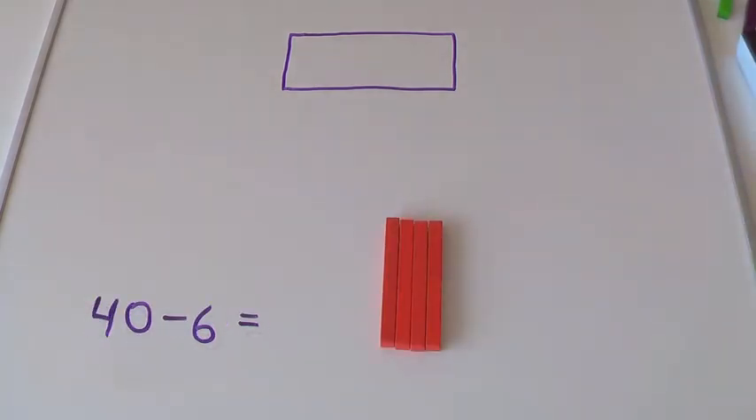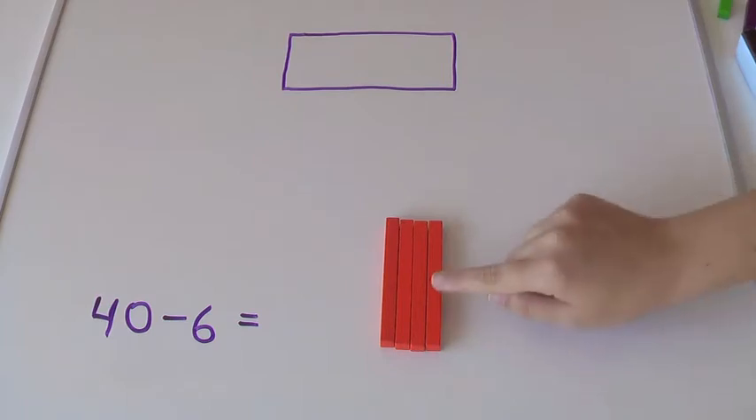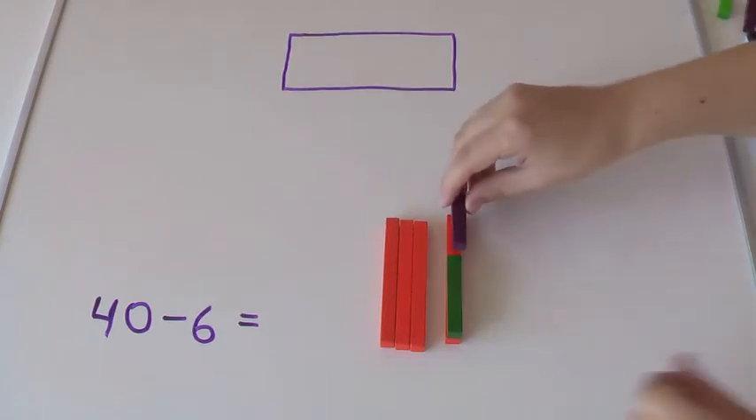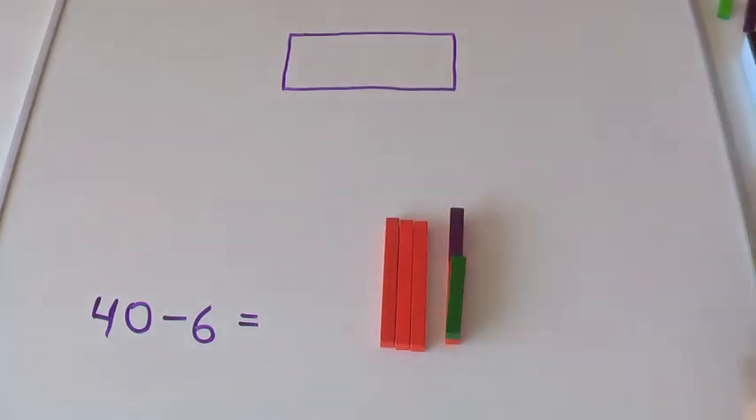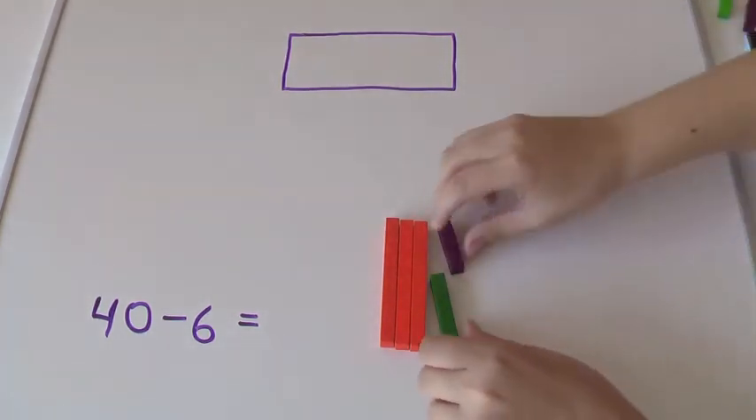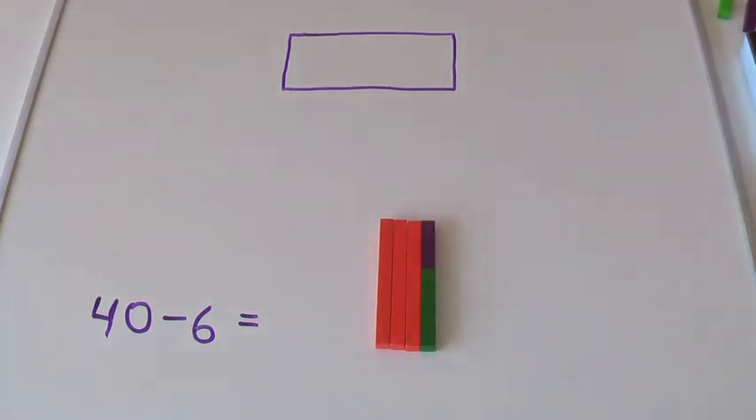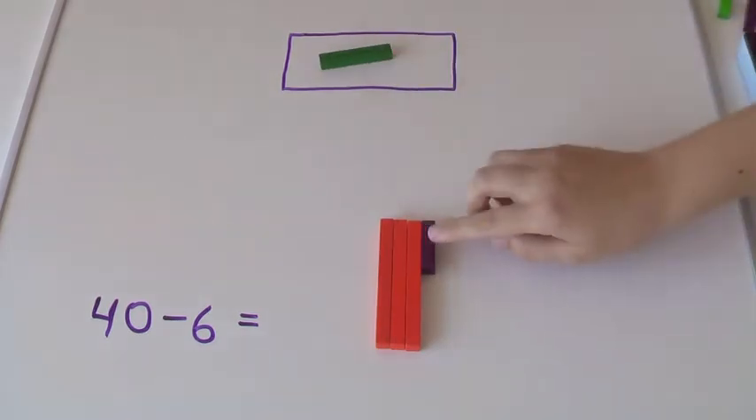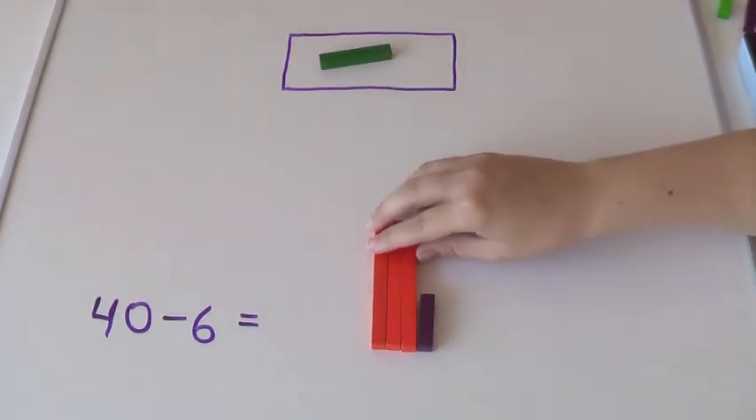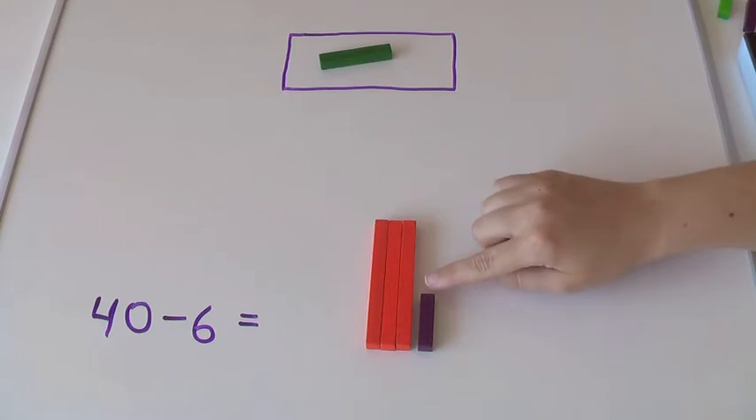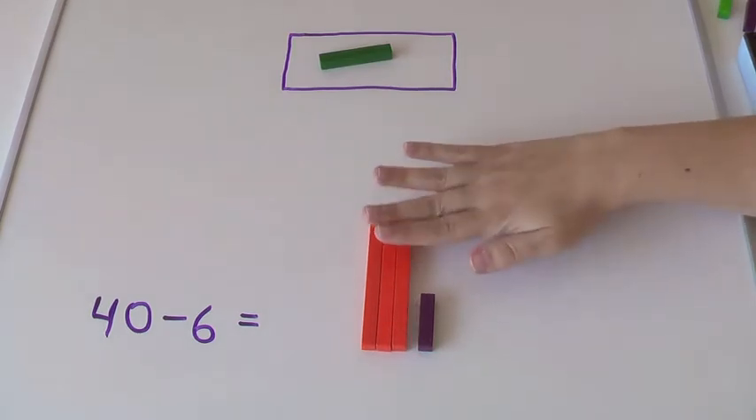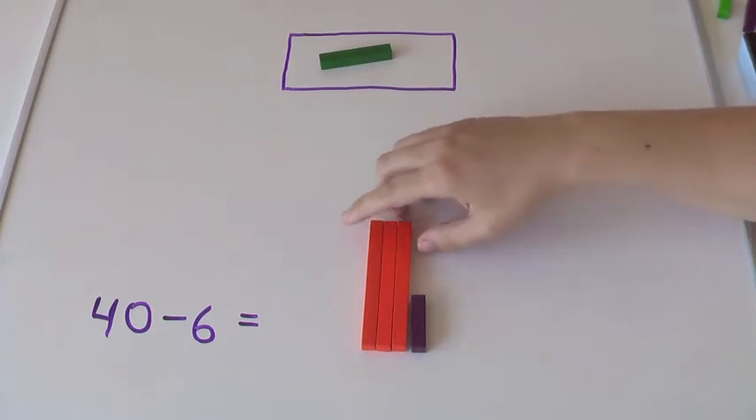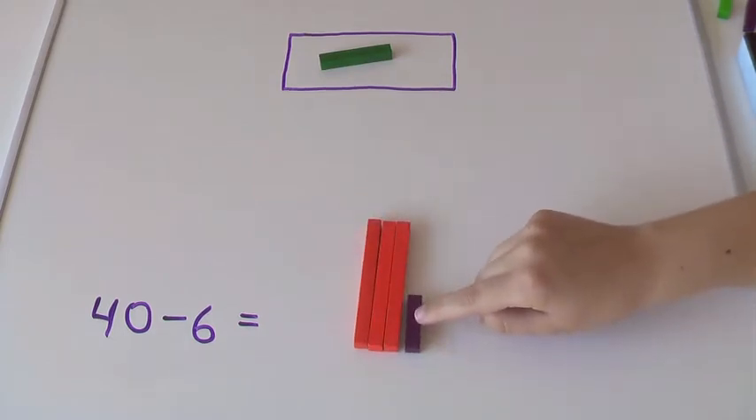All right, one more like that, 40 minus 6. So we'll trade this 10 for a 6 and a 4. So we still have 40, and now we can take away 6, and we have 34. It might be helpful for some students for you to emphasize that you will always have one less 10 than you started out with. You started out with 4 10s, and you end up with 3 10s and a certain number of 1s.